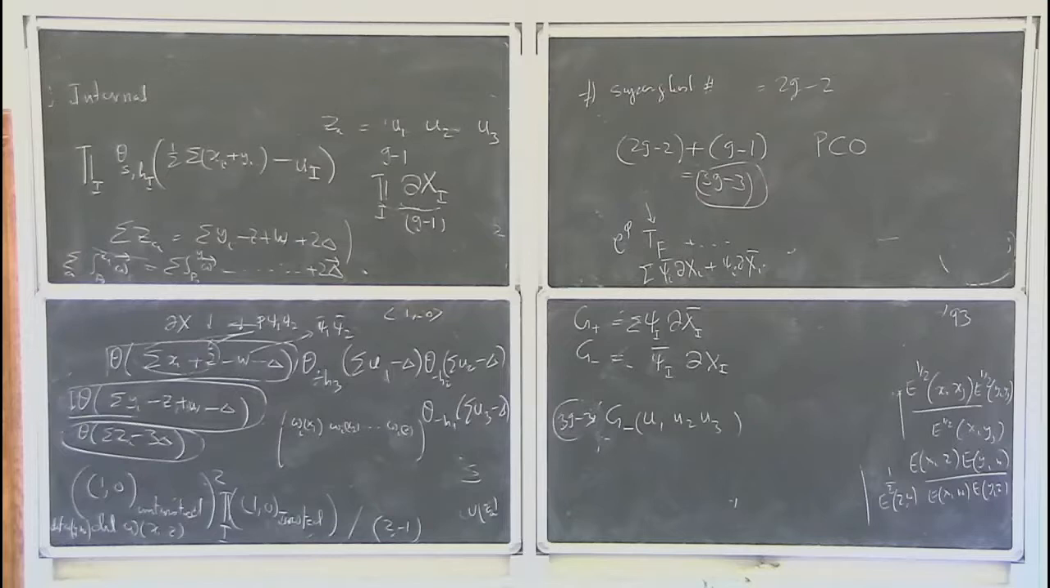2G minus 2 was what you require anyway for the genus G PCOs, but then we needed to put additional G minus 1 PCOs to cancel this minus half picture, because all these Ramond vertices were coming from the minus half picture, right? So that's why you have 3G minus 3 of them.